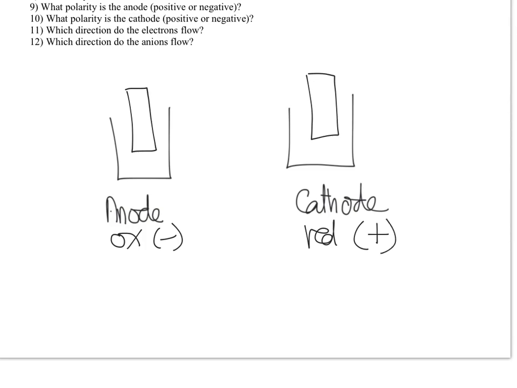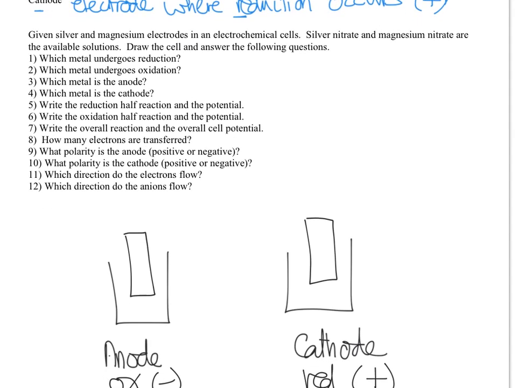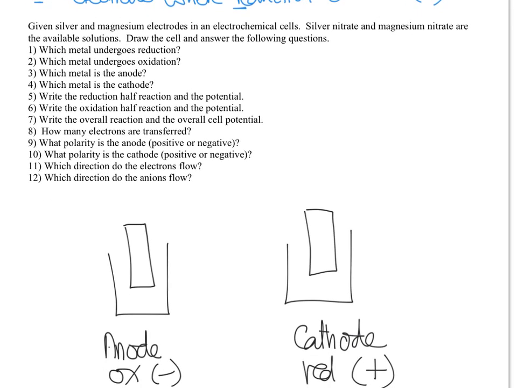So we need to get the two metals. In this case, in the example that we're doing, we are going to use silver and magnesium as our electrodes. Those are the two pieces of metals that we have. So we need to figure out, do we put the silver here or the magnesium? And to figure that out, you need to figure out which one is going to be oxidized and which one is going to be reduced.